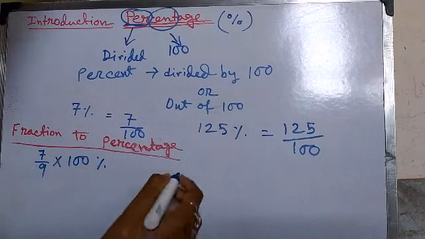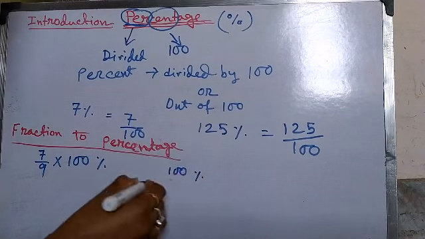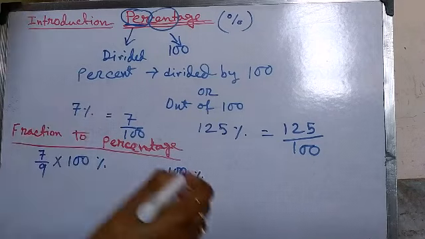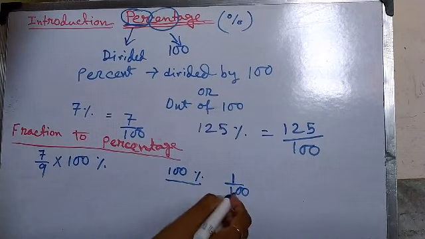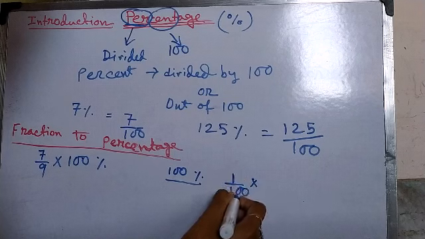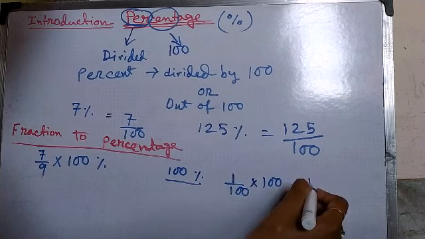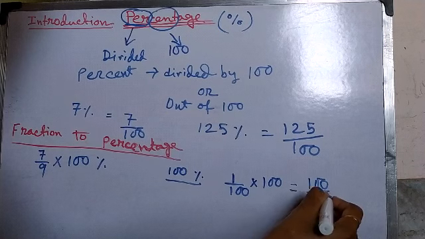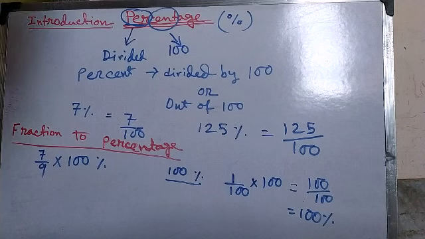Why are we multiplying by 100%? Why not 200%? Because percent means 1 by 100, and from outside we can't take any number. So for adjusting this, we have to multiply by 100. That's why 100 by 100. That means 100% we are taking when we convert anything to percentage.